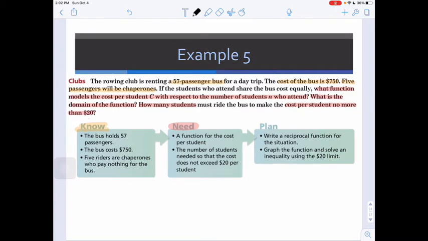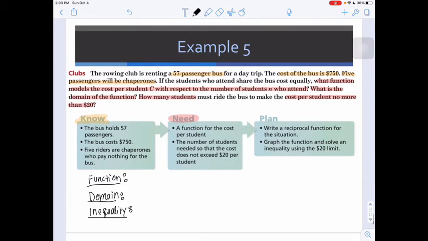It's important to point out what we know, what we need, and make a plan. So the things we know are that the bus holds 57 passengers, the cost is going to be $750, and there are 5 chaperones who will not be paying for the bus. What we need is a function for the cost per student. That was this piece right here. We also need to point out the domain and then figure out how many students must ride the bus to make the cost no more than $20. A plan is to write the reciprocal function for the situation and then graph the function and solve an inequality using the $20 limit.